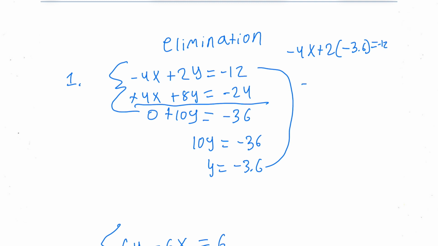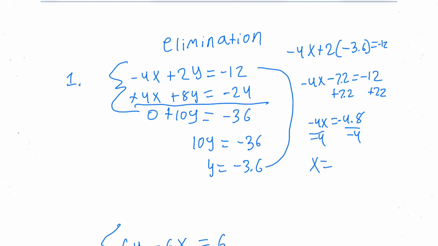So we get that negative 4x minus 7.2 is equal to negative 12. Then add 7.2 to both sides. We get that negative 4x is equal to negative 4.8. And that means that if we divide both sides by negative 4, we'll get that x is equal to positive 1.2. So our final solution is 1.2, comma, negative 3.6. That's our answer.